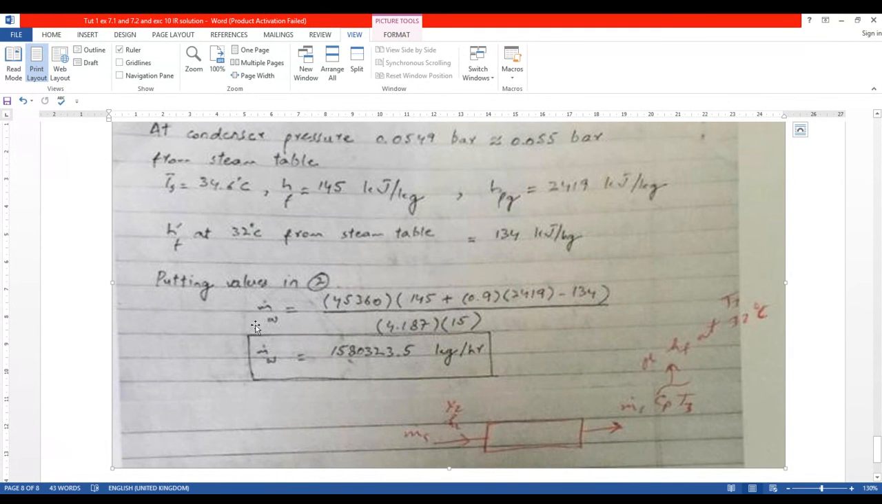Then we can find m dot W from this relation, which is very high, as you can see, a very high number: 1,580,323.5 kilogram per hour, or 1,580.3235 ton per hour. So a very high flow rate of cooling water. Any questions?